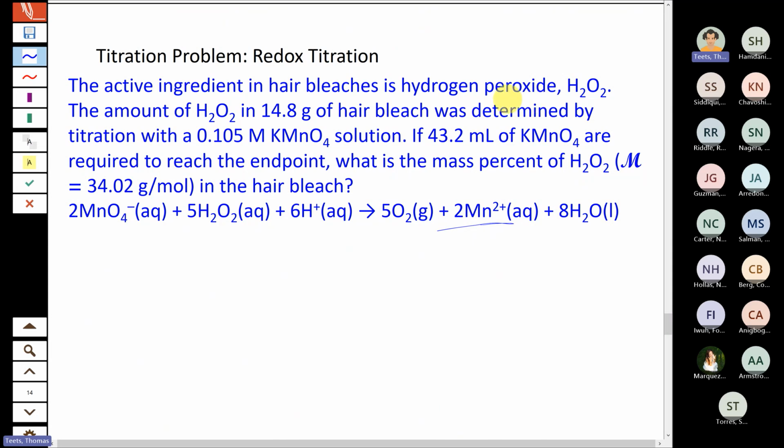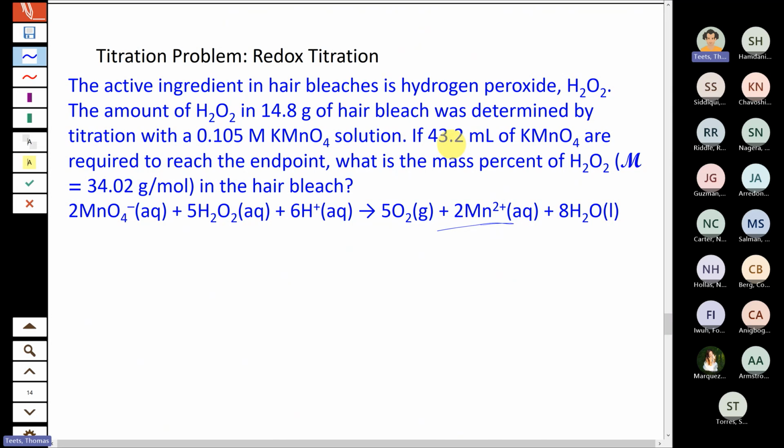So what we're doing here is we're taking 14.8 grams of hair bleach, which is a solution that would have some amount of hydrogen peroxide and other inactive ingredients. And we use titration, and we're going to determine that 0.105 molar KMnO4 solution requires 43.2 milliliters. So we want to know what is the mass percent then of hydrogen peroxide that is in that solution.